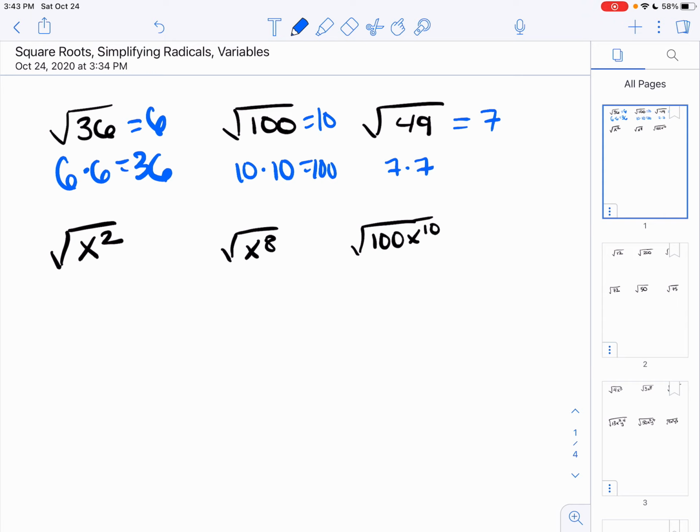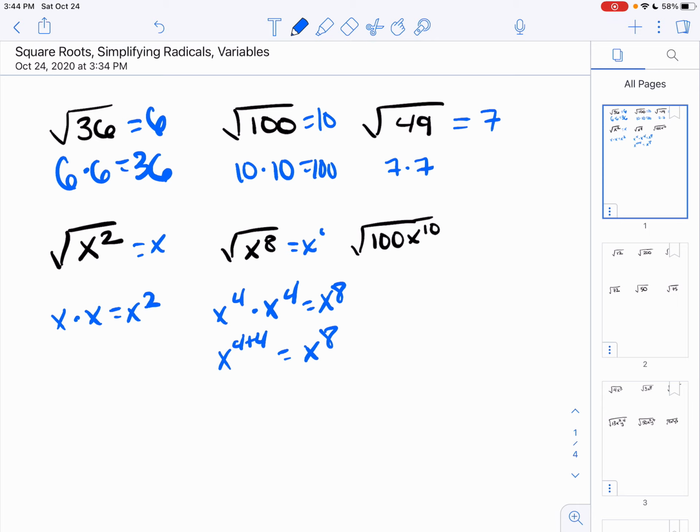And any variable that has an exponent that is even is a perfect square. So when we take the square root of x squared, two things that are the same that multiply to get to x squared, x times x is x squared, so the square root of x squared is x. With x to the eighth, x to the fourth times x to the fourth equals x to the eighth, because remember, when you multiply things with the same base, we add the exponents. So x to the fourth plus 4 equals x to the eighth. So the square root of x to the eighth is x to the fourth.